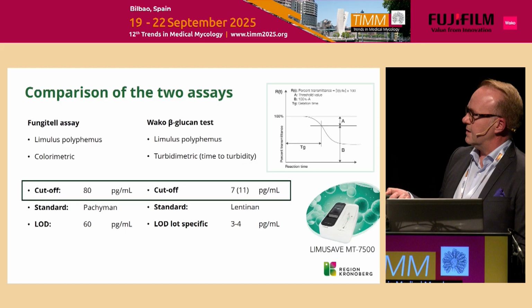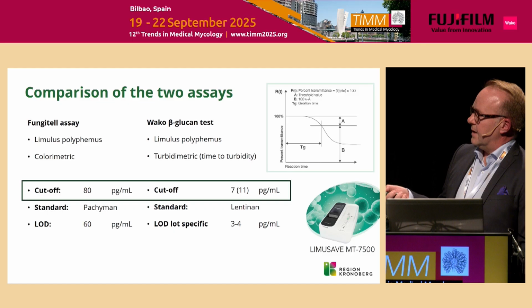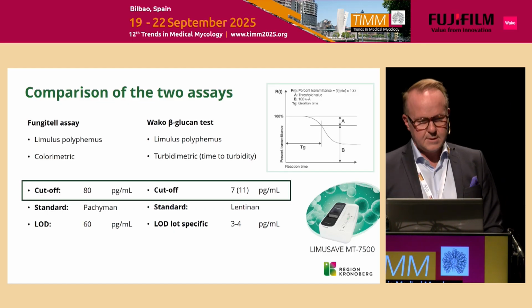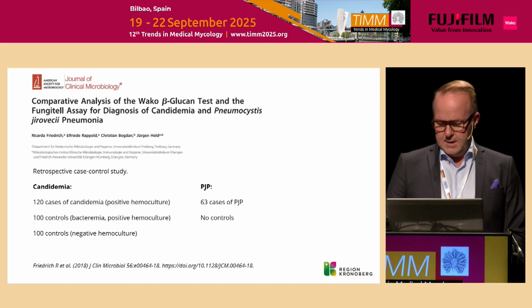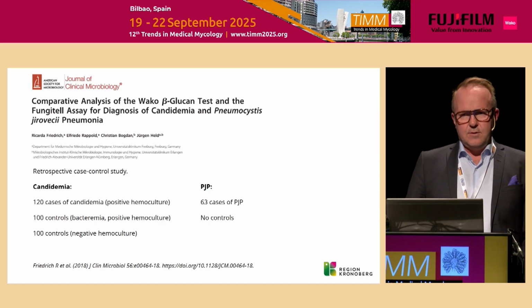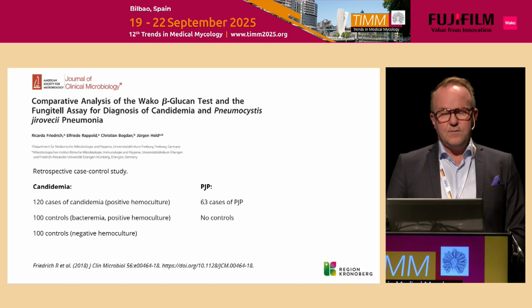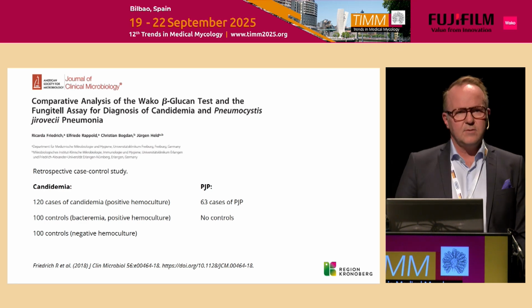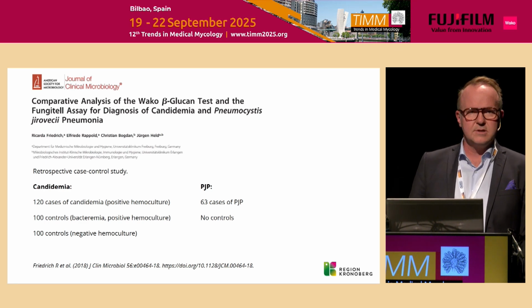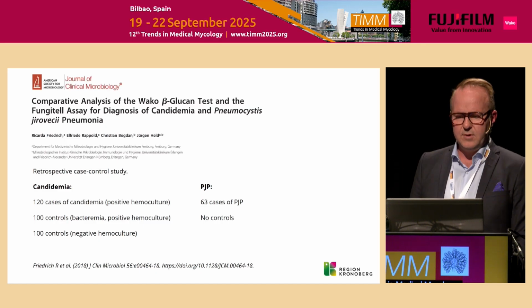So Fungitell has an 80 cutoff, and the cutoff now for Wako is 7. It used to be 11, which I will come back to. The lower limit of detection also is different, and this is lot specific for Wako, somewhere between 3 and 4 usually. We also had a look at what was published on these two methods, of course, direct comparisons, and we mainly based our decision on 3 papers, which I will briefly summarize for you.